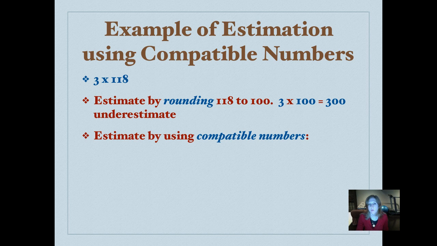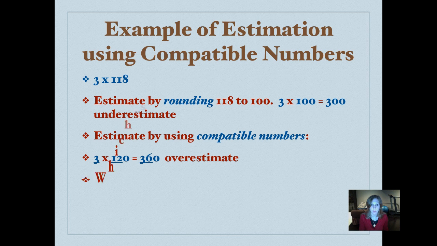Now, when we're estimating using compatible numbers, here's how it looks a little bit different. Instead of rounding 118 down to 100, I'm thinking, 118 is really close to 120. And when I look at how I wrote the number 120, I underlined the 12. I can really easily multiply 3 times 12. I know that's 36. So I use my mental math strategy to say 3 times 120 equals 360. Now because I rounded up just a little bit using compatible numbers from 118 to 120, that's giving me an overestimate. But it might be close.